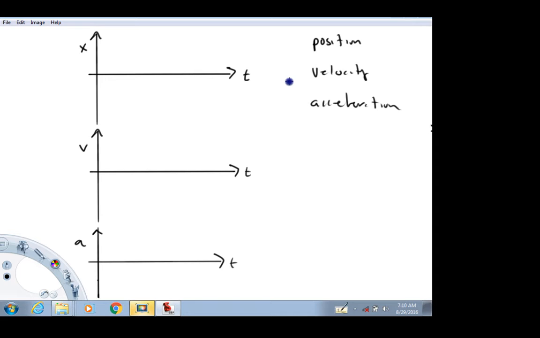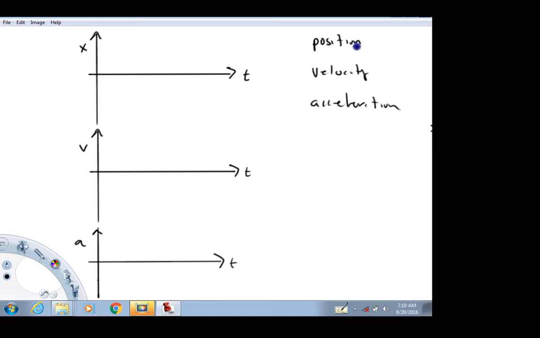The purpose of this video is to talk about position, velocity, and acceleration, and how they're related graphically. It's very important when studying motion to know what all of these things are, and the graphical relationships between them are just essential. All right, so let's start with position.